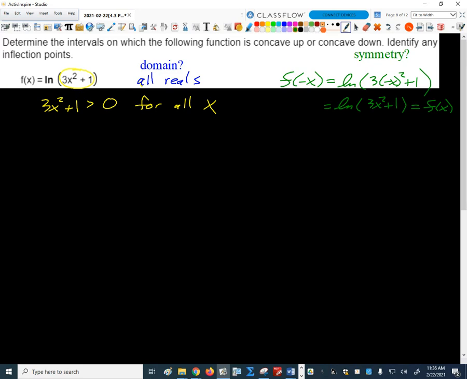The way we might say that in math is the function f of x is insensitive to the sign of x. It doesn't matter if x is positive or negative, I'm getting back the same result. Everybody agree on that one? Okay, so we do have even symmetry. All right, so we got to find critical numbers.